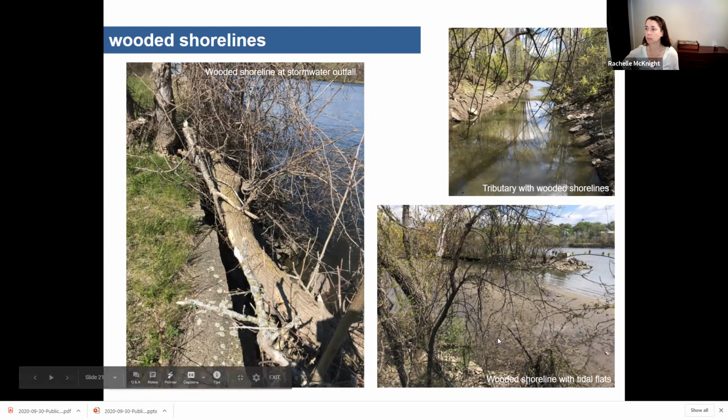This is an image of tidal flats. So sometimes when the tide goes out, it leaves these mud flats, and these are really good habitat areas for a variety of amphibious and marine critters. So that's really good to see.